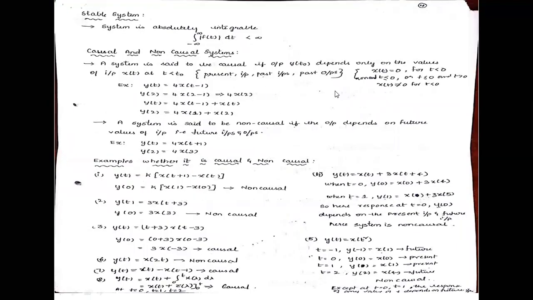Coming to the next property, the classification of systems into stable system and unstable system. Stable means for every bounded input, there is a bounded output. If for any bounded input the output is not bounded, then that system is an unstable system. The integral from minus infinity to infinity of f of t dt is less than infinity. Bounded means finite value.